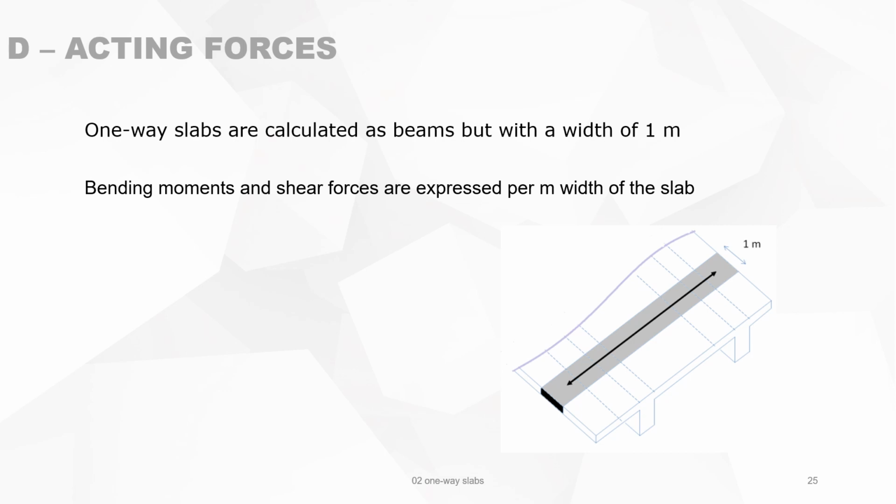Bending moments and shear forces are expressed per meter width of the slab. So don't forget that. If the bending moment is, for instance, 50 kilonewton meter, it is in fact always kilonewton meter per meter. But in practice, we don't say explicitly per meter. To make a distinction between bending moments for beams and bending moments for slabs, we use a small letter m. So you have the big letter MSD for beams and the small letter msd for slabs. The same happens for the shear force.